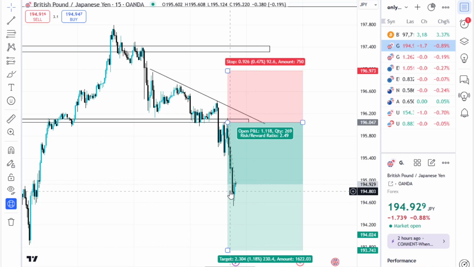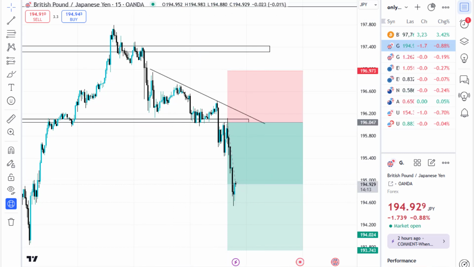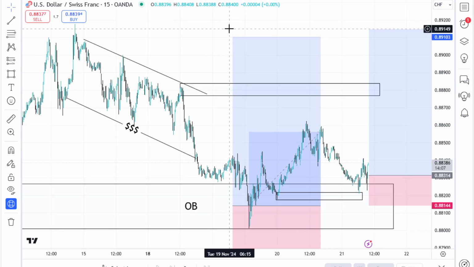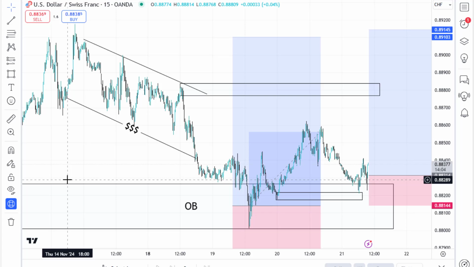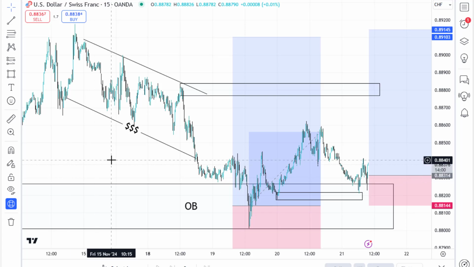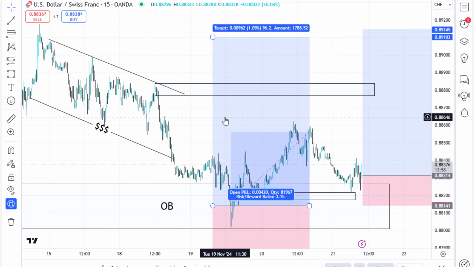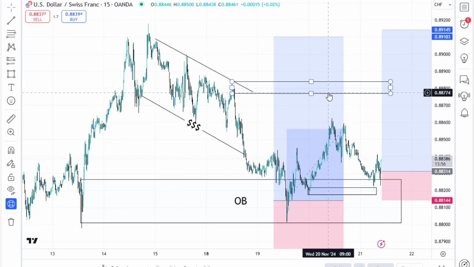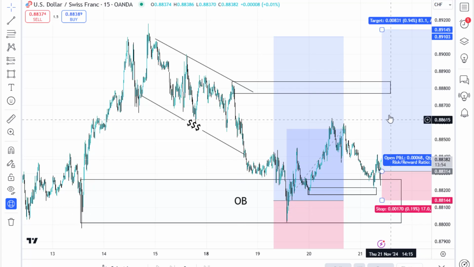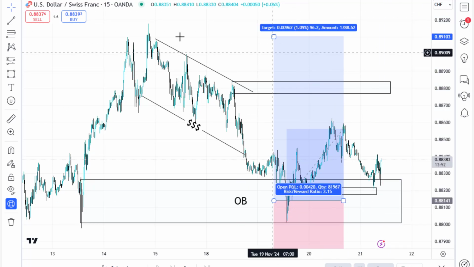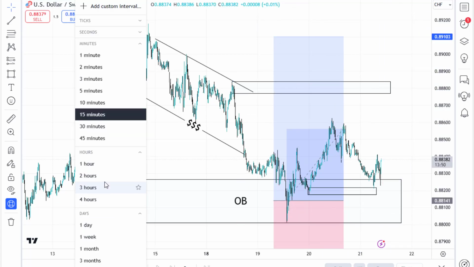We already had some great profits on it, as you can see. So now let's look at the trades that are coming, or the ones that are to be playing out. Remember, this channel is an educational channel and we show you how we take our live entries based on our various analysis. So this is US dollar Swiss franc here.